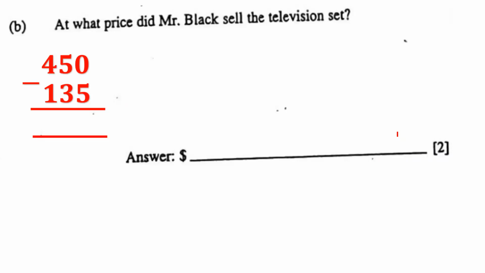Now, at what price did Mr. Black sell the television set? Remember, he sold it at a loss of 30% or $135. So we have to take it away from the amount that he bought it for. So let's subtract it, which is 450 minus 135. We know that 0 minus 5, we cannot do that. So we have to borrow from the 5. That's going to be 4. And we put the 1 on top. 10 minus 5 is 5. 4 minus 3 is 1. And 4 minus 1 is definitely 3. And so the answer here is 315.